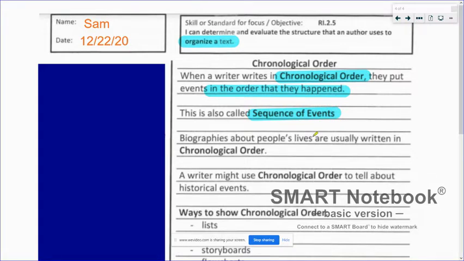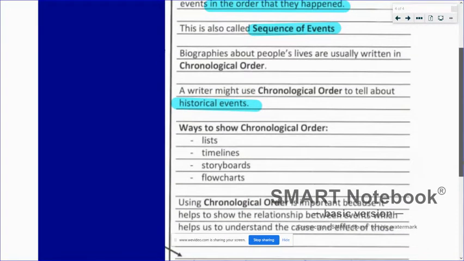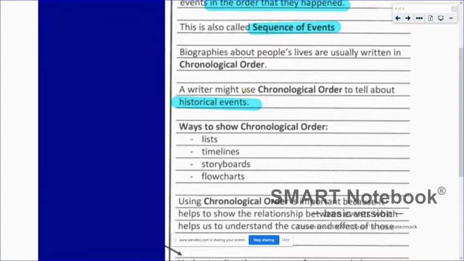Biographies about people's lives are usually written in chronological order. A writer must use chronological order to tell about historical events. So you've got to know the order of the events that are happening. So in any typical history book, they are going to give it in chronological order.